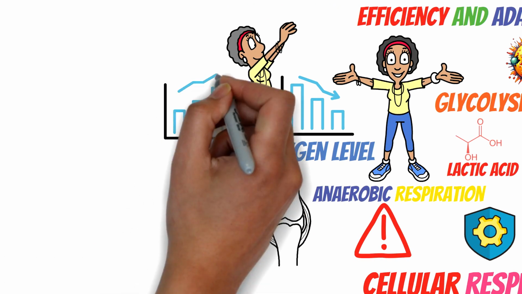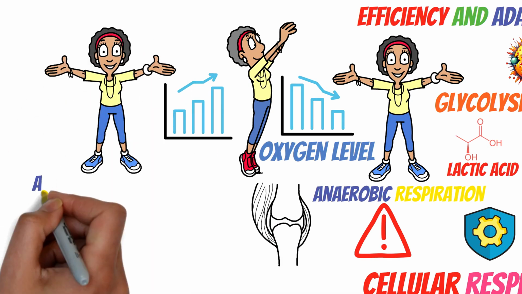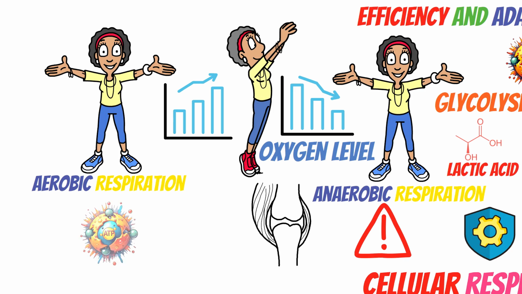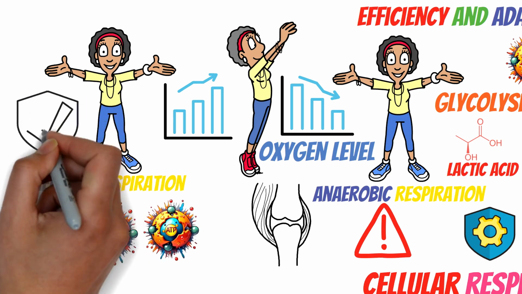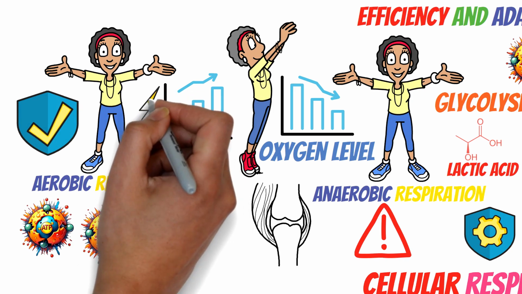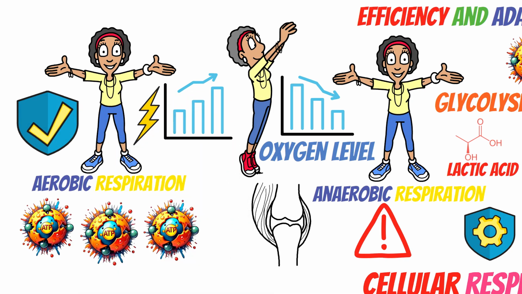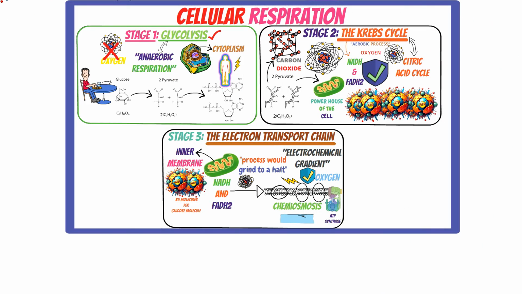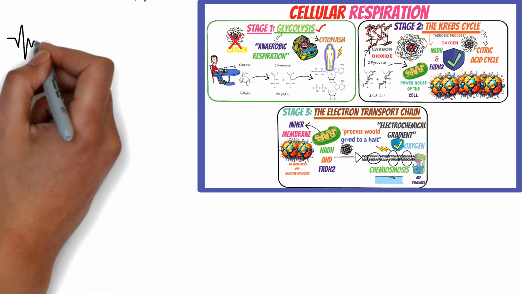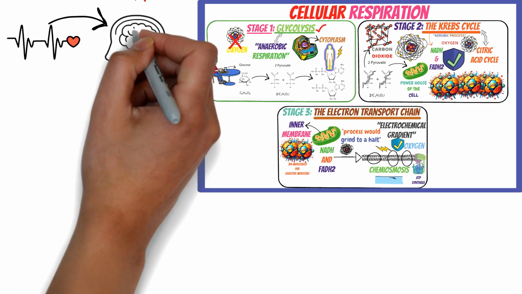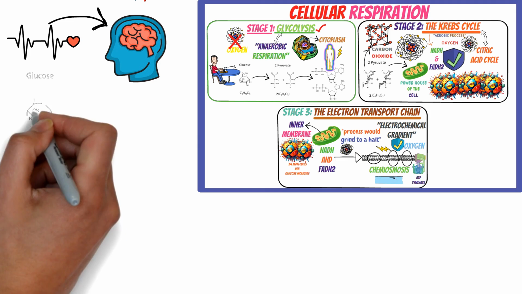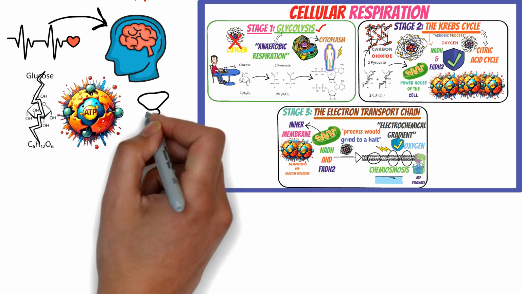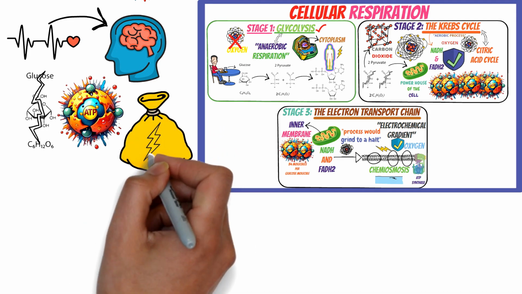On the other hand, when oxygen is plentiful, your body runs the full aerobic process of cellular respiration, maximizing ATP production. This adaptability ensures that your cells can meet your energy needs, whether you're resting or running a marathon. Cellular respiration is one of the most fundamental processes of life, powering everything from your heartbeat to your brain function. By breaking down glucose and harnessing the energy stored in its chemical bonds, your cells can produce ATP, the energy currency that keeps you alive.